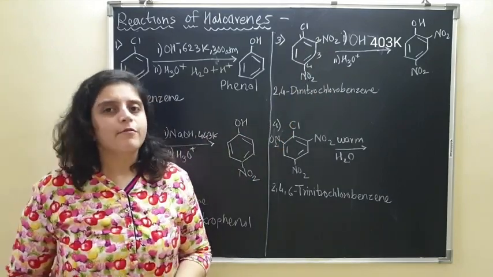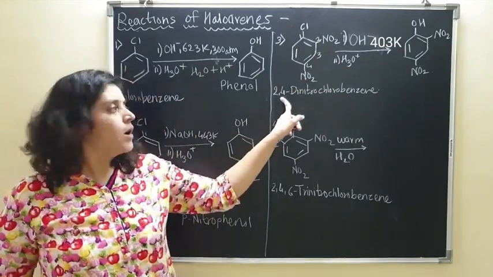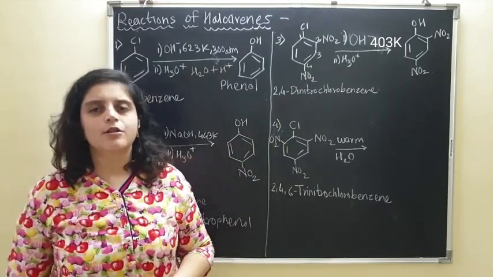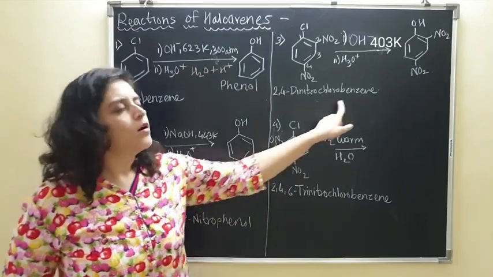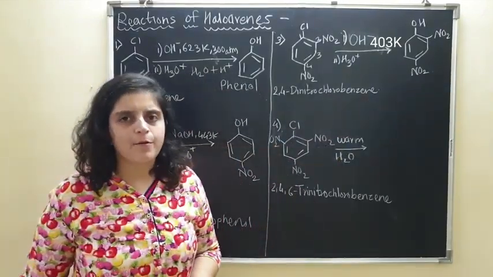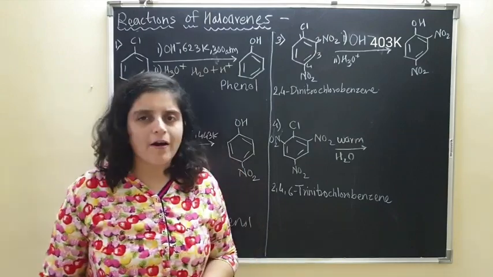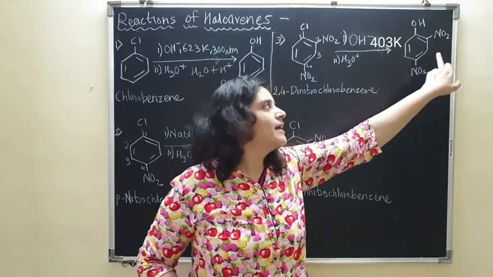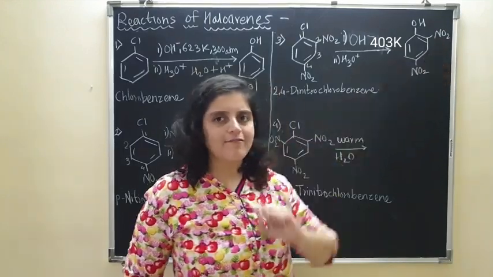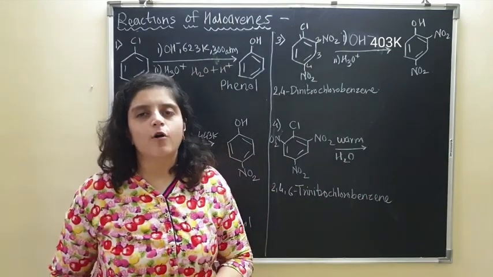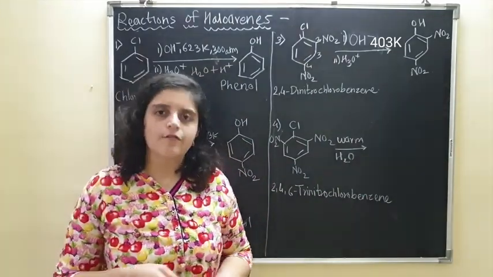So the name of the compound will be 2,4 dinitro, since two nitro groups are present, dinitrochlorobenzene. Similarly we are going to write down the name of the product. It is going to be 2,4 dinitro, which is common, because here also at the second position and at the fourth position we have a nitro group. So the name of the product is going to be 2,4 dinitrophenol.